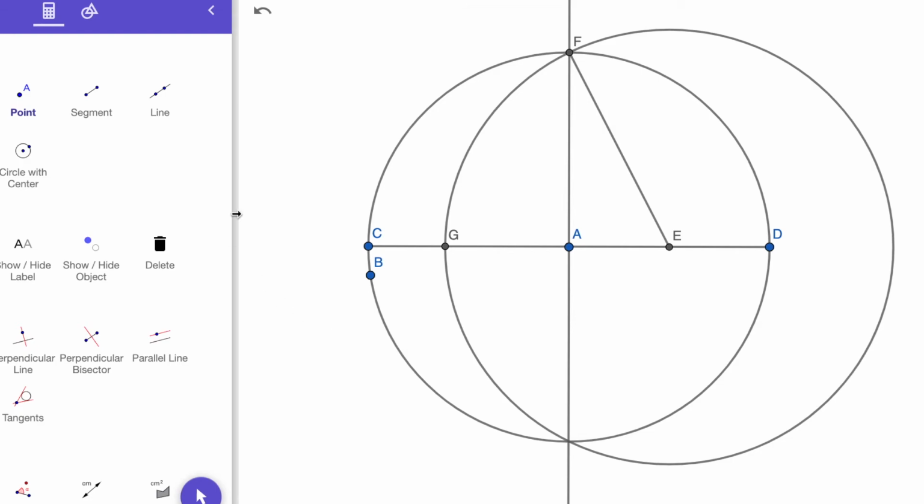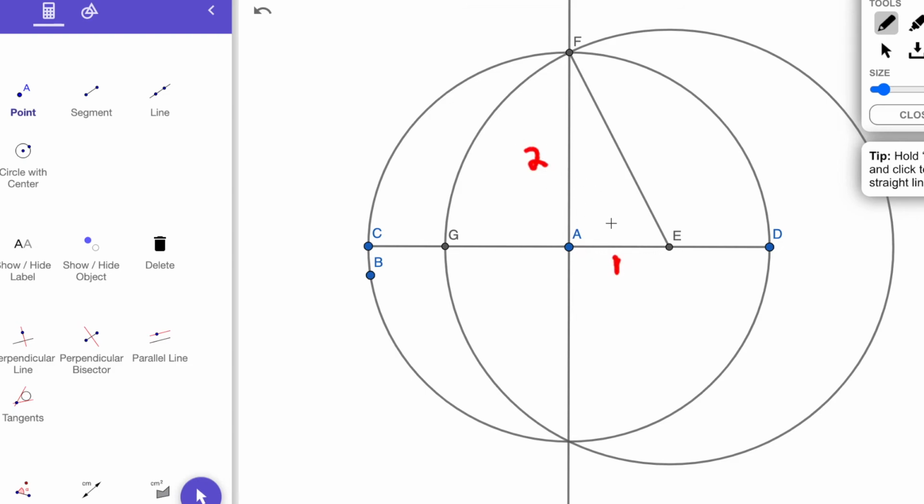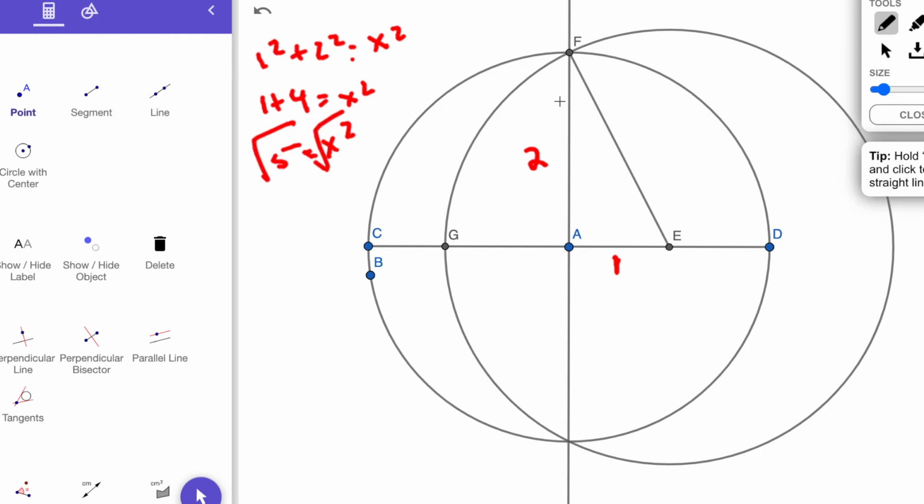So what we're doing here, let's talk about mathematically what we have. Since we have the midpoint of our radius, we can call that 1, and the radius would be twice as big as that. So if we did our Pythagorean theorem, we get the square root of 5. So this line from E to F is the radical 5, square root of 5.